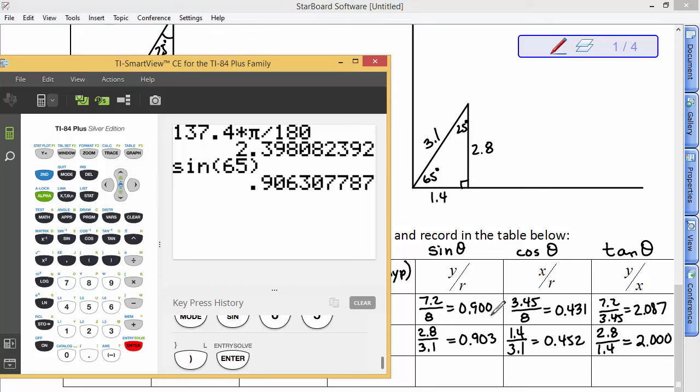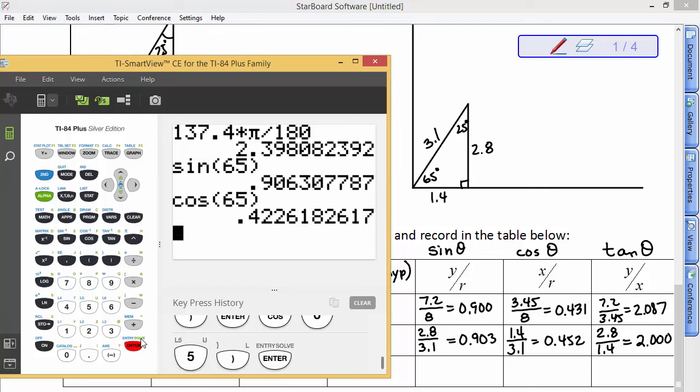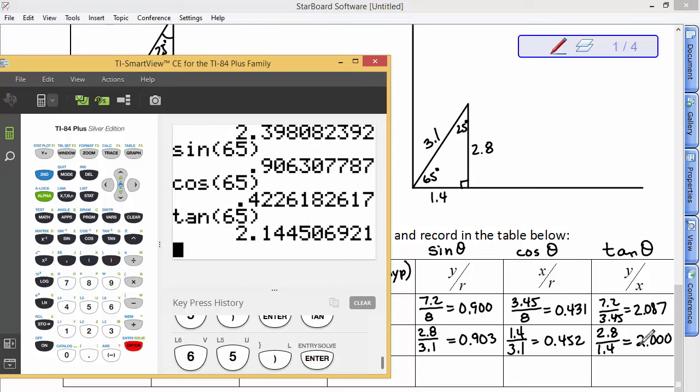When I check the cosine of 65 degrees, that turns out to be 0.4226. Look at our 0.452, our 0.431. We're very close. And then the tangent of 65 degrees should turn out to be a little bit bigger than 2. So sure enough, it does.